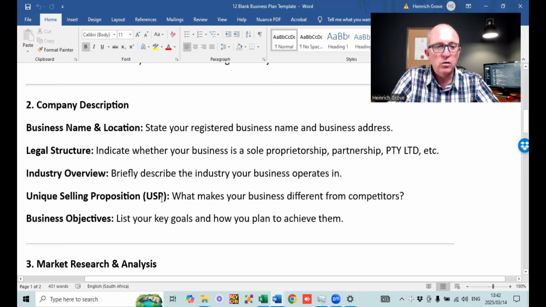The industry overview, so briefly describe the industry that your business operates in. And then, of course, what is your unique selling proposition and what makes your business different from competitors. It's important to write those things down so you know what it is. Business objective, list your key goals and how you plan to achieve them.